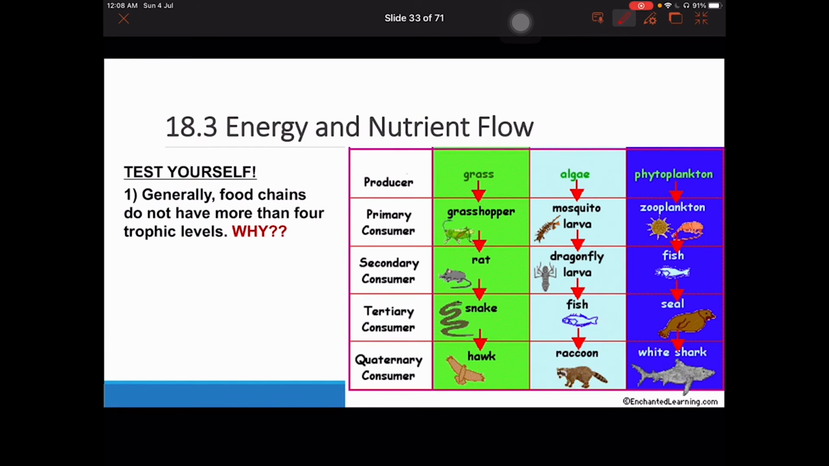So this is the first question. Usually, it's very, very hard for us to find any form of food chain that has more than 4 trophic levels.